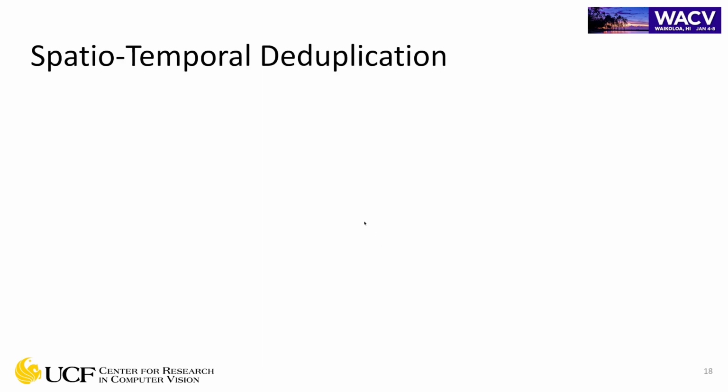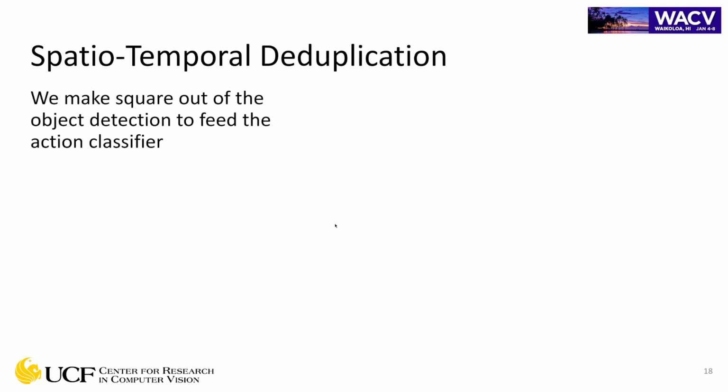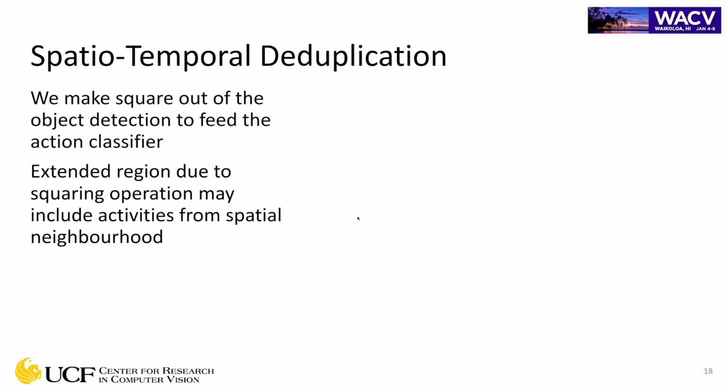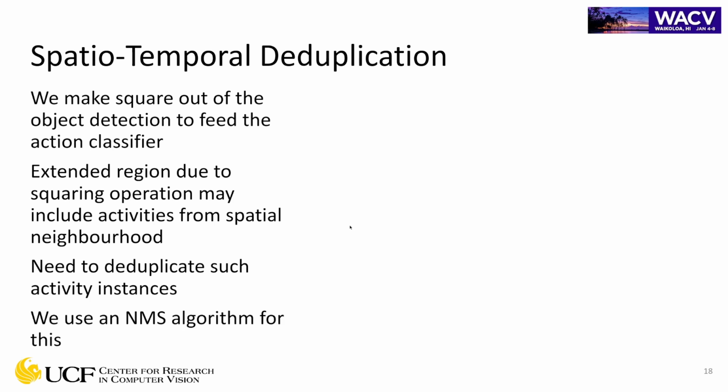Finally, we have spatiotemporal deduplication. We actually square the detections made by the YOLO network to give consistent aspect ratios to the action classifier. This extended region, as well as the overlapping nature of object detection, causes actor tracks to sometimes include outside actions, so we need to remove extra predictions this creates. To achieve this, we employ a non-maximum suppression algorithm.